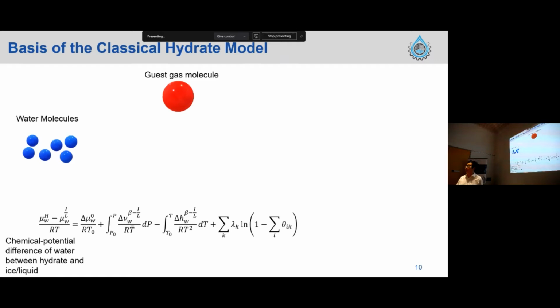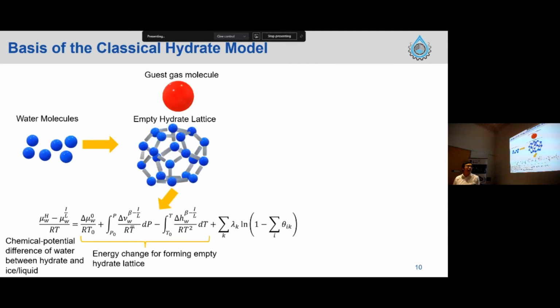pressures and low temperatures. And so how we describe this thermodynamically is we look at the chemical potential difference of water between the hydrate phase and the corresponding iso-liquid phase that is present. And so when hydrate first is formed, you get the formation of those empty hydrate layers, and you have an associated energy change with that. So we look at the difference of the molar volume and the entropy between the supposed empty hydrate layers and the iso-liquid phase.